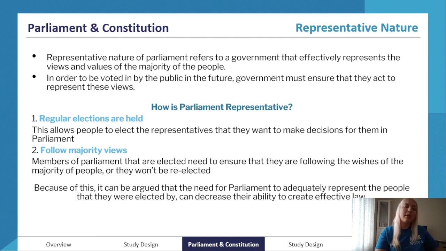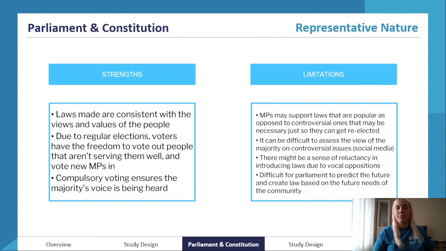Okay? So that's a great example of a law that was necessary for the happiness of the people, but was controversial, so it didn't happen for a very long time. So Parliament, due to that representative nature, will likely not legislate with regards to minority groups and in enhancing their rights, and will likely not legislate with regards to any controversial laws. So these are the weaknesses when it comes to the representative nature of Parliament. So you can see them listed here.